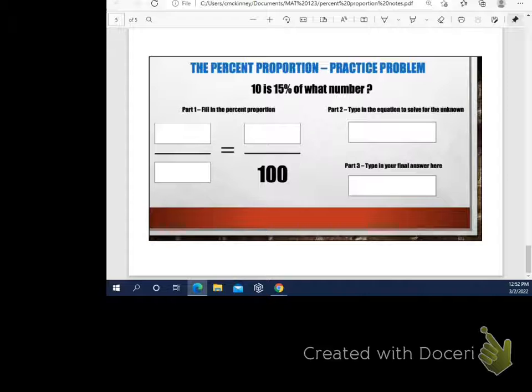So same kind of problem. We're looking for our whole or our base or our total because we don't have the of what. So my 10 is my part. 15 is, of course, my percent. And again, we're looking for that base number, that whole.